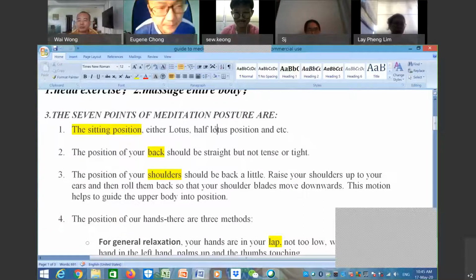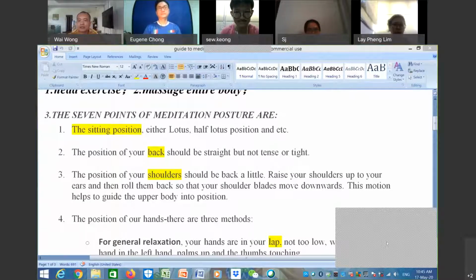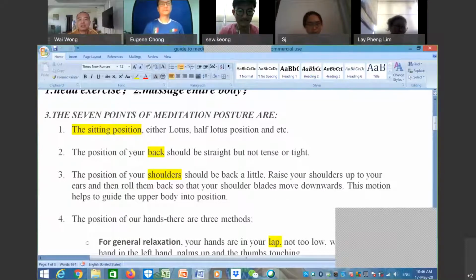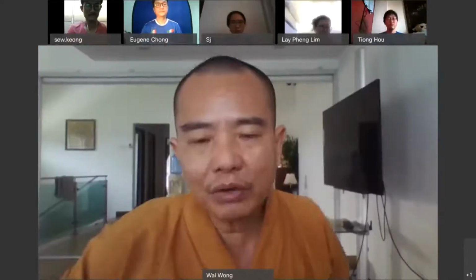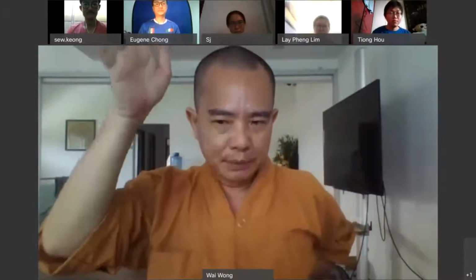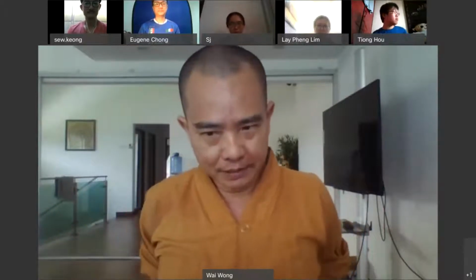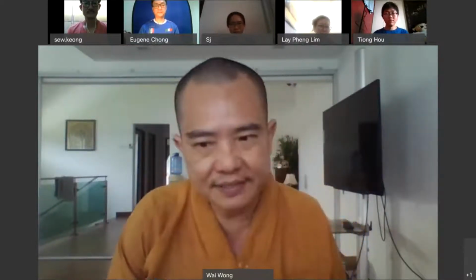I remember in our previous lesson, you have chosen your method already, whether it's the auspicious pose, half lotus, or the double lotus, or just with relaxation. So second is the position of your back. It should be straight, but not tense and tight. In the previous lesson, once you sit straight, you can touch your back. It should be a little bit curved. You can feel it. And remember, with the support of the cushion, you can sit properly.